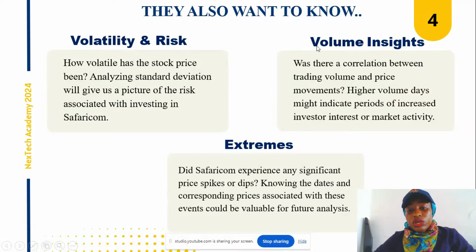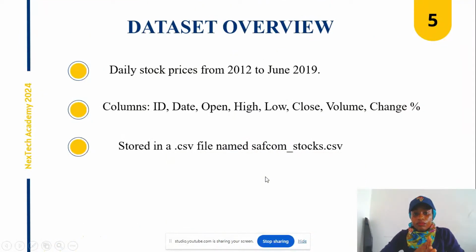The other thing is we want to look into volume insights, and we want to see if there was a correlation between the trading volume and price movements. And this is because higher volume days might indicate periods of increased investor interest or market activity. And then we also want to look at extremes. We want to look at the different price spikes or dips, and also know the dates that correspond to these prices associated with the events that we've identified from here.